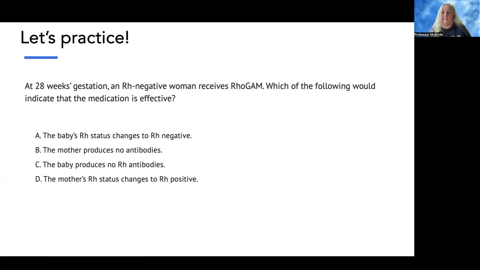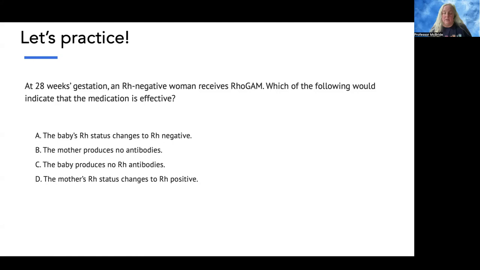So when we think about the options for this question, if we look at what it's actually asking us, it wants to know how we know RhoGAM is effective. When we look at the choices, there are two choices that say that the Rh status changes. RhoGAM does not cause an Rh status to change. So we can eliminate those completely. Remember that RhoGAM's job is to prevent the production of antibodies.